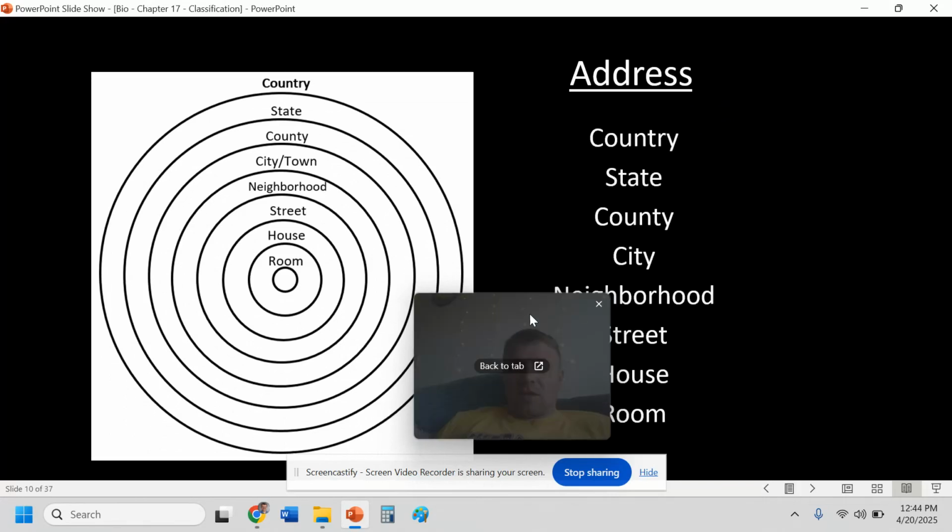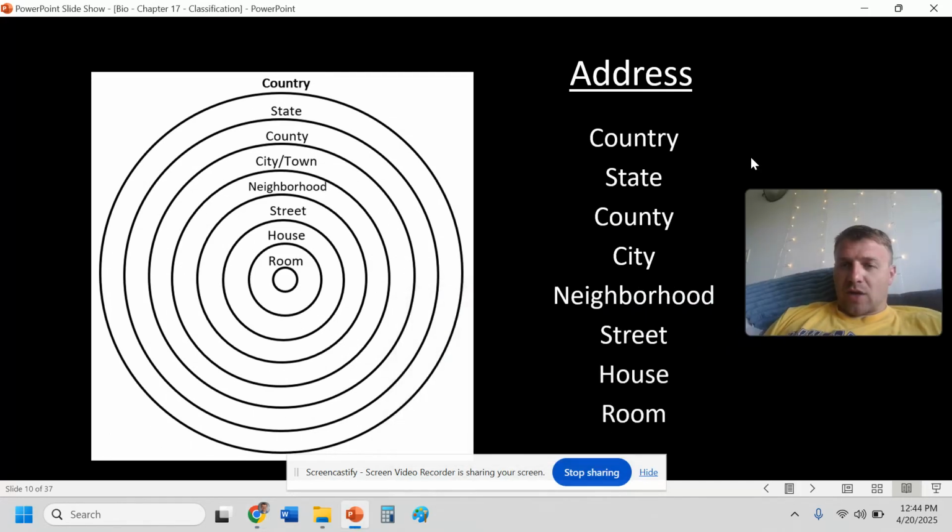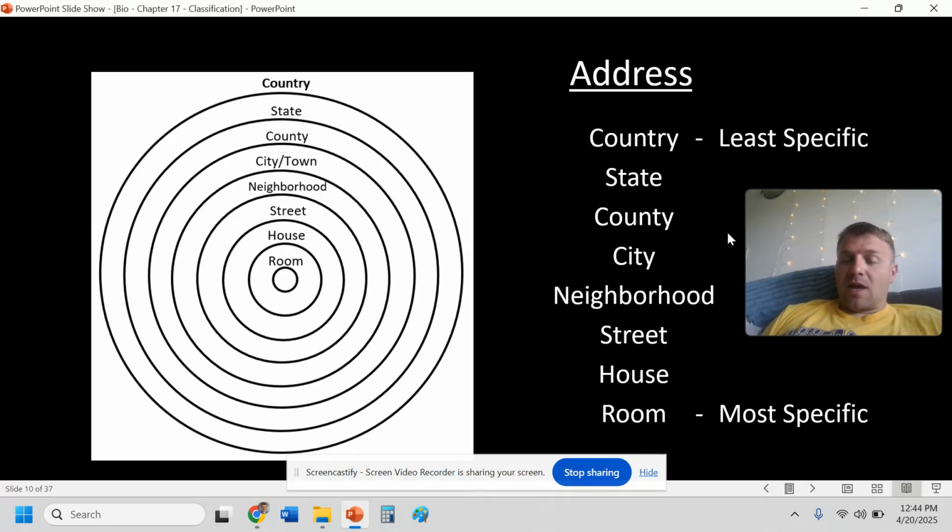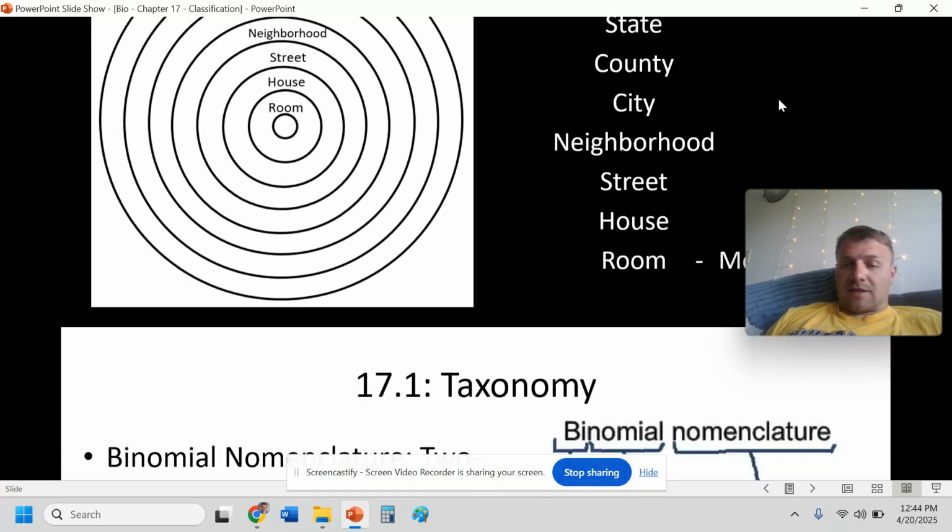This is kind of like looking at an address or the location of somebody, where their country is going to be the least specific. A lot of people live in the country, but only one person is going to be in a room. As we go down this list from country to state, county, city, neighborhood, street, house, and room, it's getting more and more specific, just like in the classification system that Linnaeus developed.